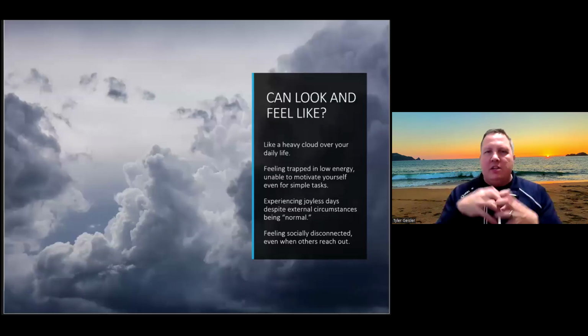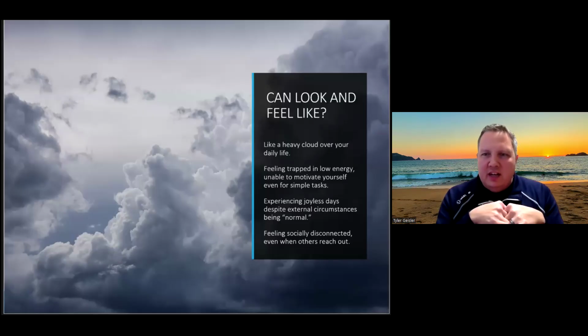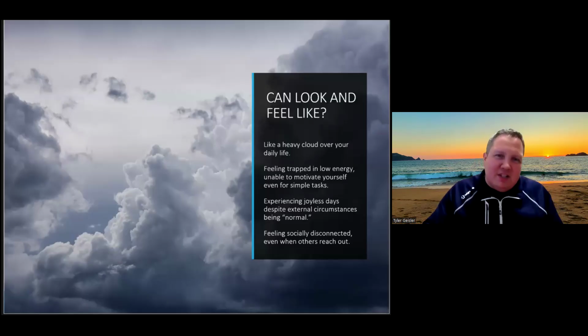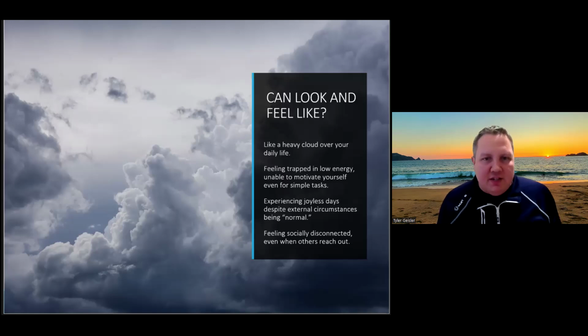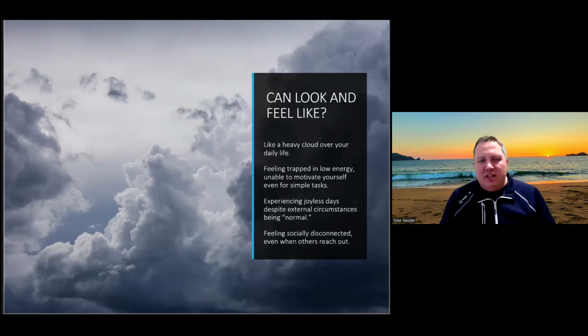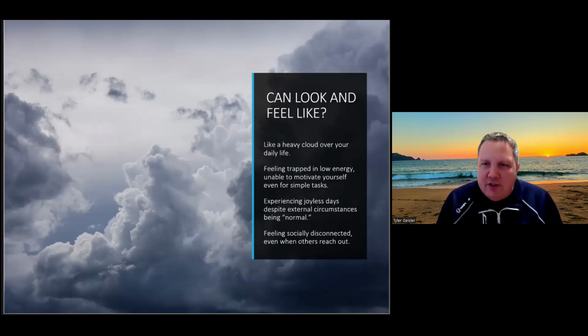Just like we said about depression last week, it could just feel like a really heavy cloud over your daily life, right? Feeling trapped in low energy, you just can't get that gusto to get up and go and do something, right? Unable to motivate yourself even for simple tasks. Experiencing joyless days. You don't have any joy in your life. This is what seasonal affective disorder can be.